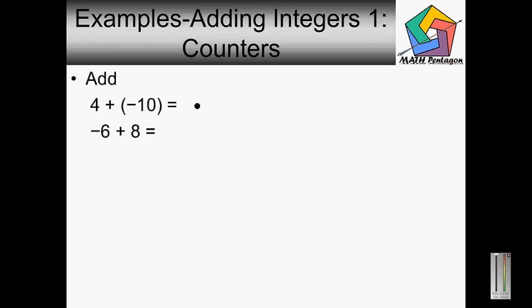Here we want to add. We have 4 plus -10. Which number here appears larger? The 10 appears larger, and it has a negative sign. So our answer is going to have a negative. And we find the difference between 10 and 4. So that was 6. So our final answer to this would be -6.